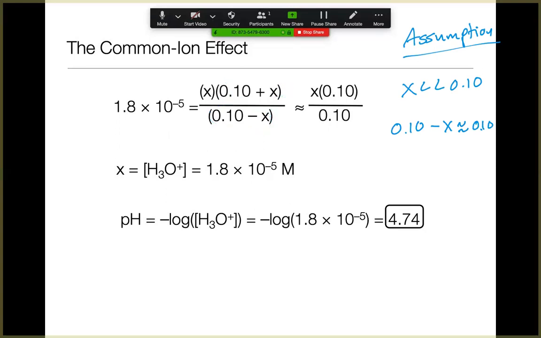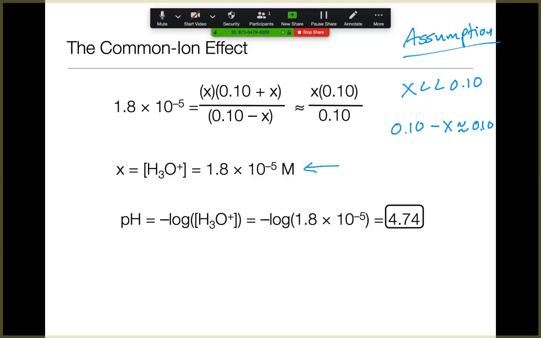What does that do if my assumption holds? Well, that means the x's are so small, effectively my concentration is unchanged for both, and I get a simplified expression here. Solve for x. Now there's no square roots or anything. It's just a really simple algebra problem.